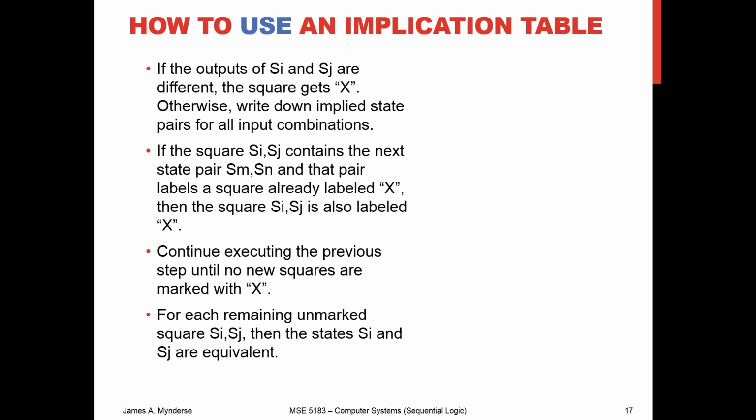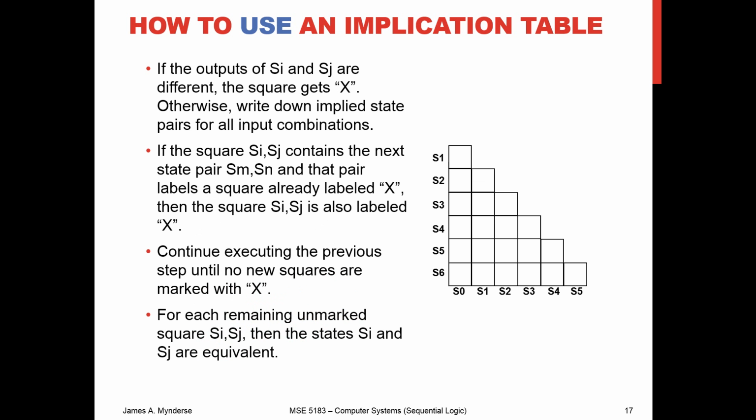So if the square contains a next state pair, and that one goes to an X, well, then they're not the same, so the one that we're looking at is also not the same, and we can put in an X. And we just keep going through until everything is X'd or having identical next states, and if they have identical next states, we combine them. So in the previous example, the previous method, we went through and we found the equivalent states. In this case, we're going through and we're finding the not equivalent states.